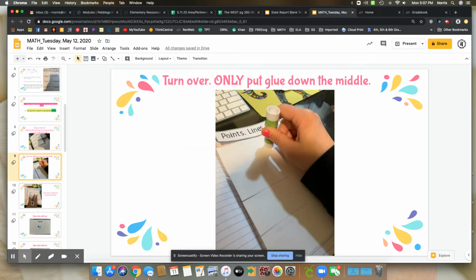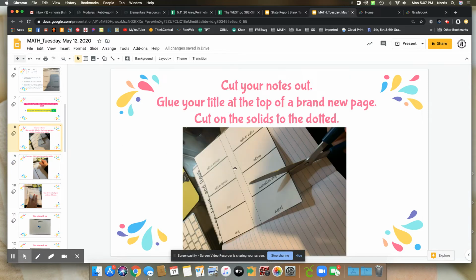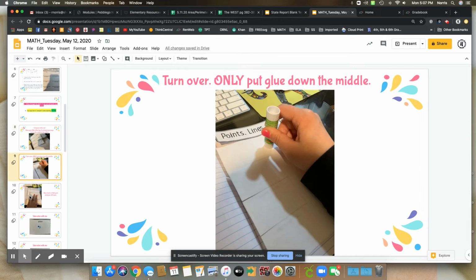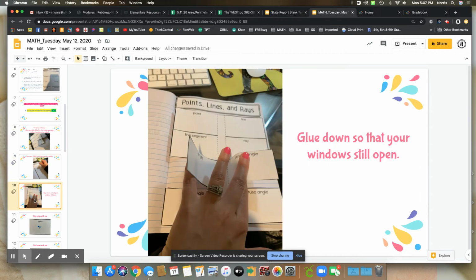I go through exactly how you need to do it. There is one strip right down the back that you need to glue. It's actually right in between these double lines right here on the back side, and then you'll glue them in your journal and it should look like this, okay?